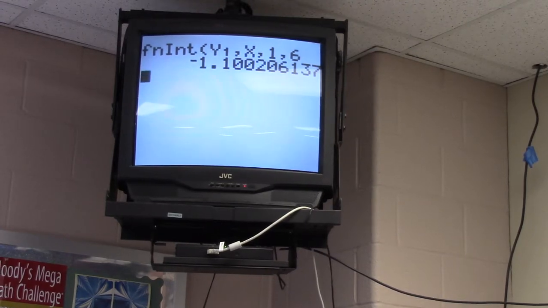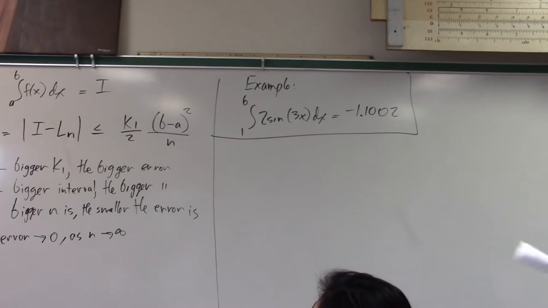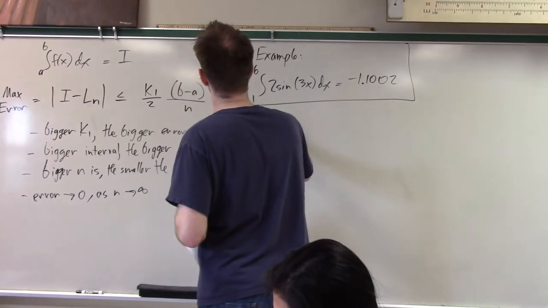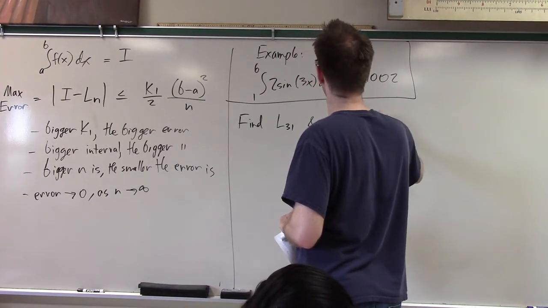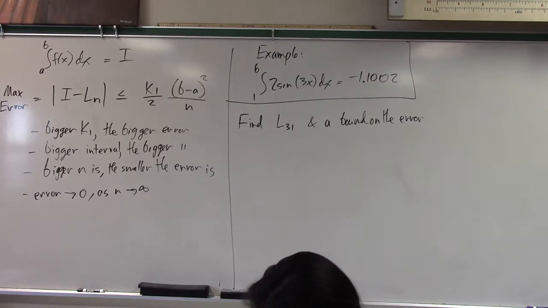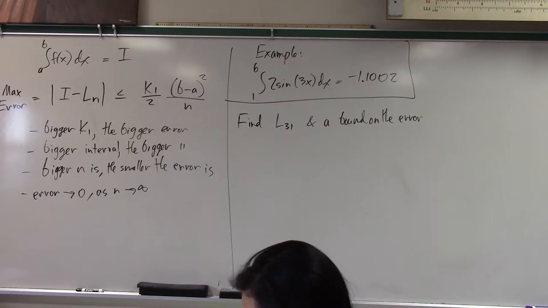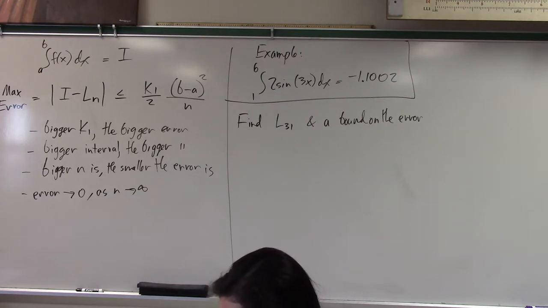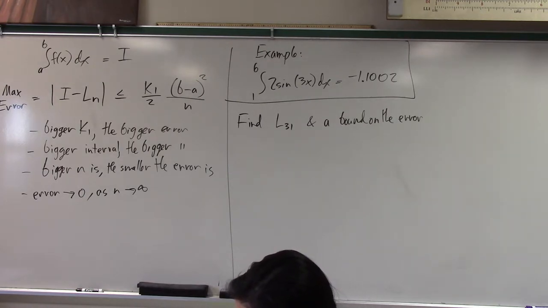Okay, so our goal is to use LRAM or RRAM to get an estimate for this and then to tell me how good the estimate is. All right, so let's do this now. Find L31 and a bound on the error. Do it. Class, or if you saw the video, you should be able to do this.